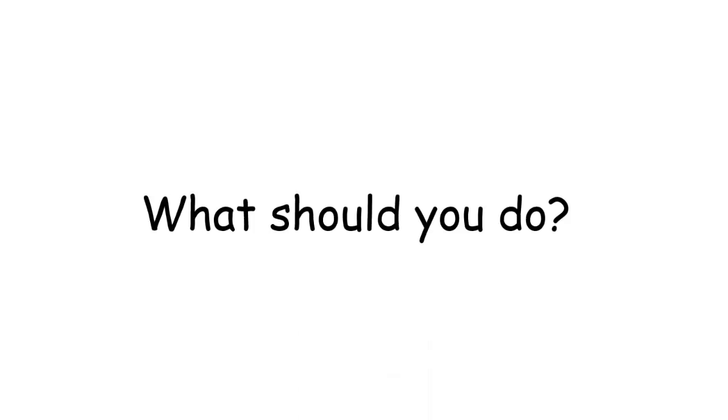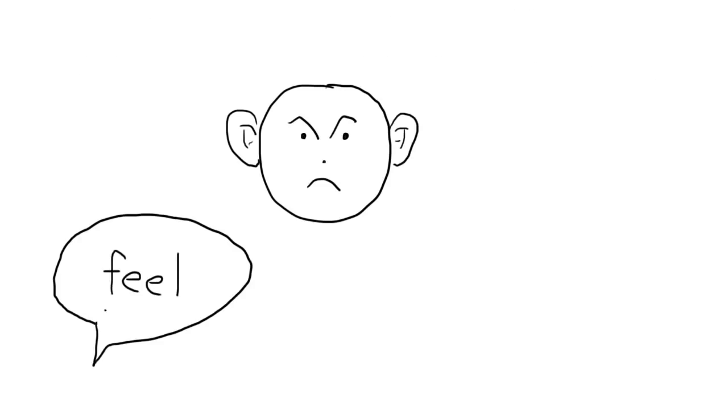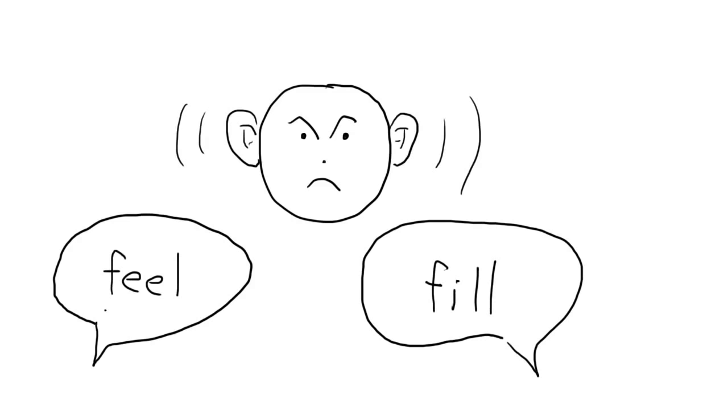So what should you do? Fortunately, there's a method for overcoming this problem. And this method is based on a number of research studies. These studies suggest that if you have trouble differentiating between two sounds or two words, the best way to train your brain to recognize the difference is to listen to the words at the same time.